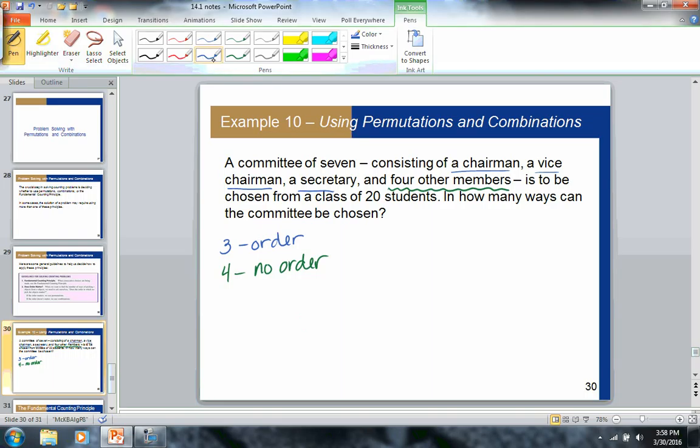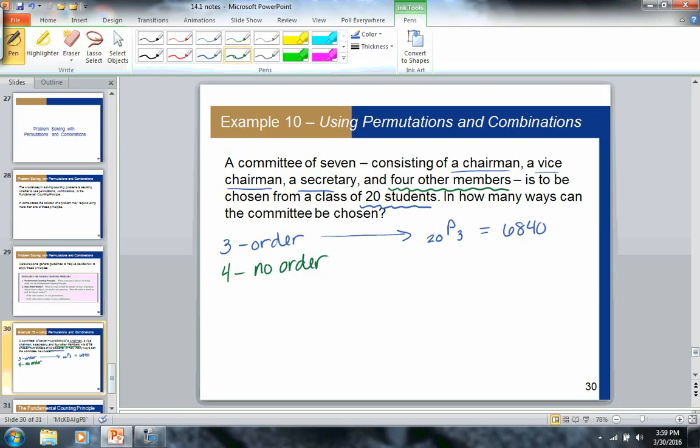So what we're going to have to do then is we're going to find our total. So for those 3 where order matters, we're going to have to do a permutation. So we have 20 students altogether that we're choosing from, but we only want to choose 3 of them. So if you do that in your calculator, you should get 6,840.